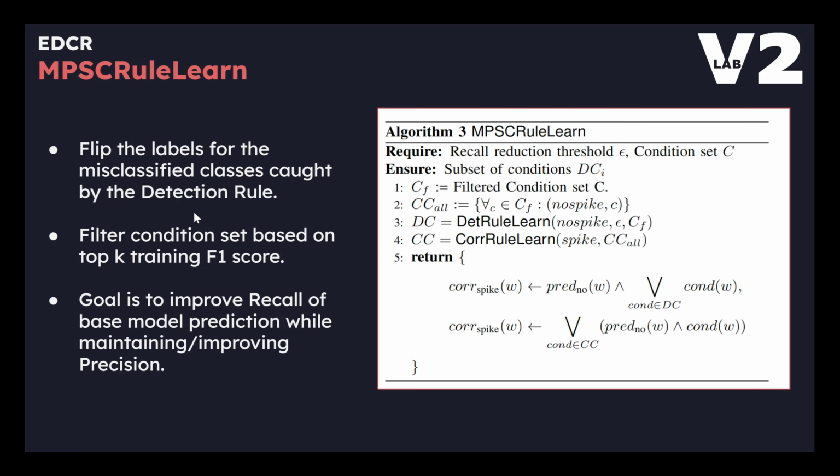So that's how we adapted EDCR to our problem, where the idea is that we didn't need to distinguish between detection rules and correction rules anymore, because the detection rules themselves were performing corrective actions. And we also added a top F1 filtering method to this algorithm, because since we're using model predictions from the ensemble as our conditions, we can first prune the condition set by only taking the models with the best training F1 score and then adding them to the condition set.